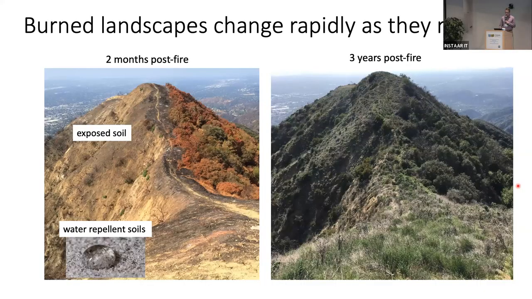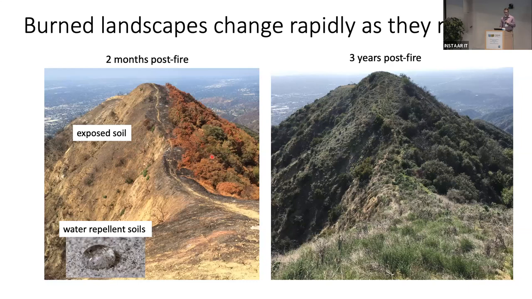But this is great for the first year after a fire. What happens as the landscape starts to recover and as we start to lack those observations to derive empirical thresholds? You can see here on the left side of this ridge, it was burned at moderate severity. On the right side of this ridge, you see it was unburned.